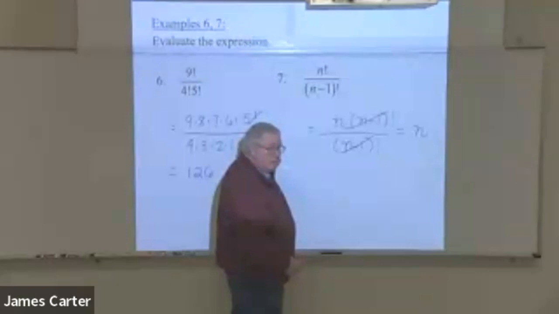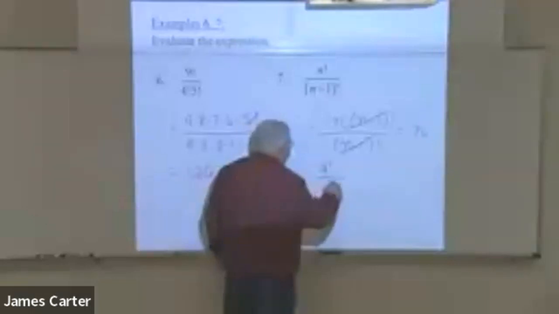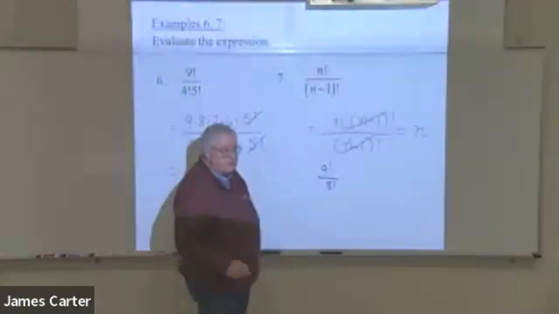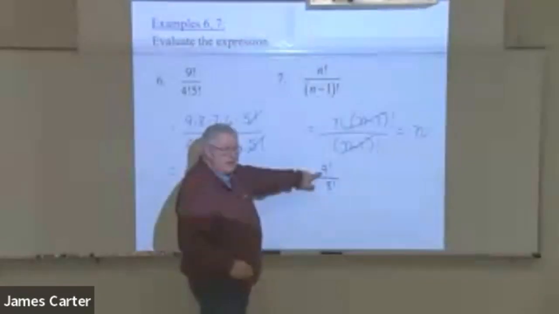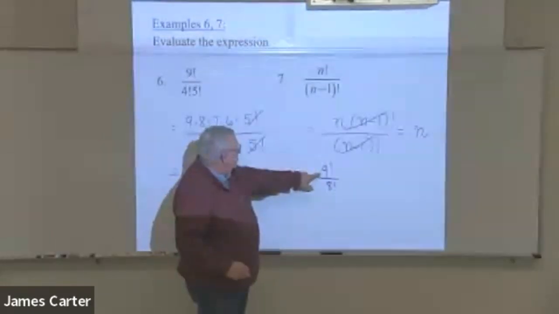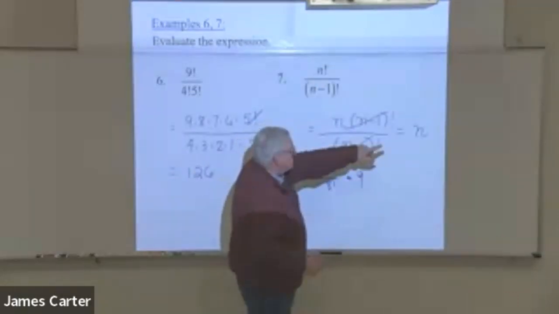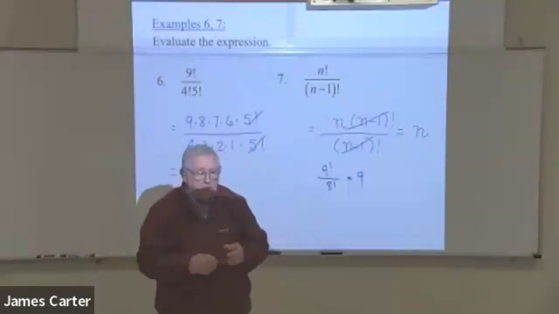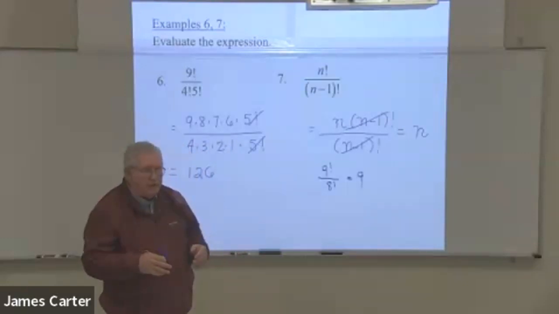Or 9. Okay. If n were 9, I would have 9 factorial over 8 factorial. Is what that represents. Well, this 8 is going to wipe out everything except the 9 itself. So it would be, in this case, 9, or simply n, the top term. Now, anyone not understand what I just said? Or need me to go over it maybe another way?